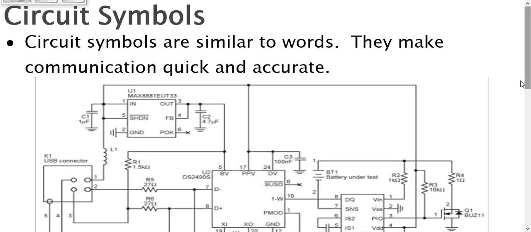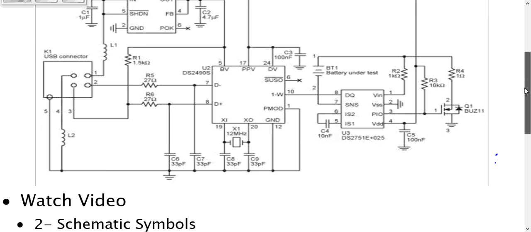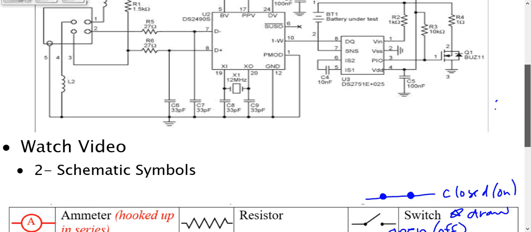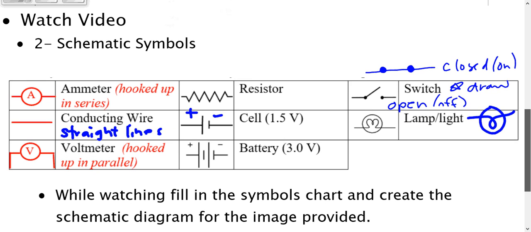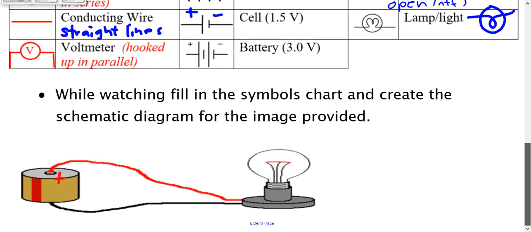So circuit symbols are similar to words, they're quick and accurate. This is a really complex circuit diagram that maybe you would use in house building, but I've got a video for you to watch. I have filled them all in just in case you're not able to watch the video, but I would like you to watch the video so you understand what these are, but make sure you have them filled in. Then what I'm going to ask you to do on page 8 is watch that video, and again, it's just in the folder, and draw a circuit diagram for the following circuit.